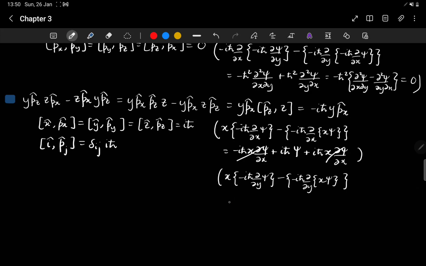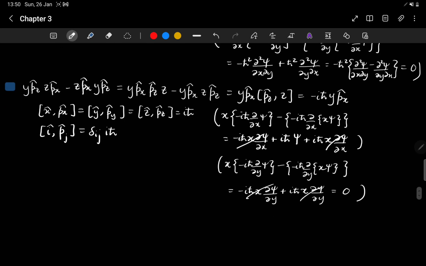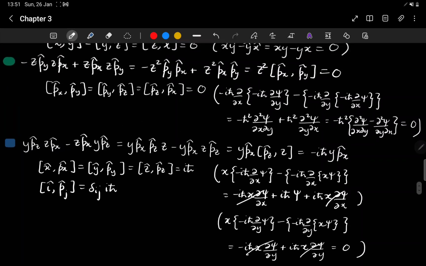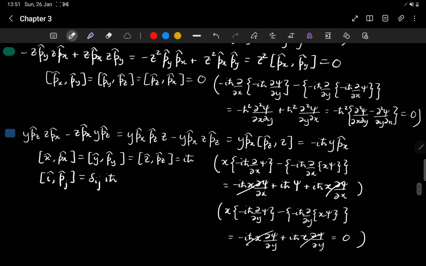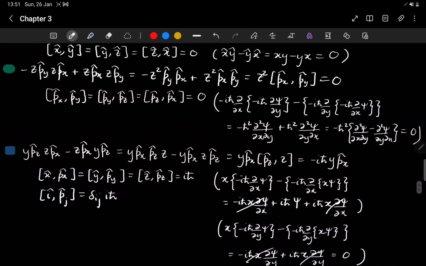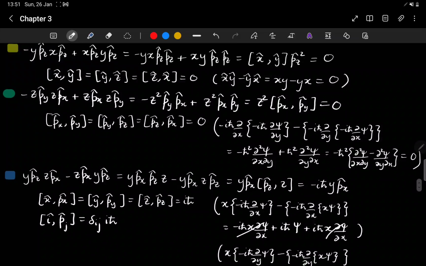So this is equal to, let's just open up, minus iħ cross x ∂ψ/∂y plus iħ cross, and because ∂/∂y does not act on x, x comes out. This gives the following, and this again is equal to 0. So this is how we get the pairing for blue.